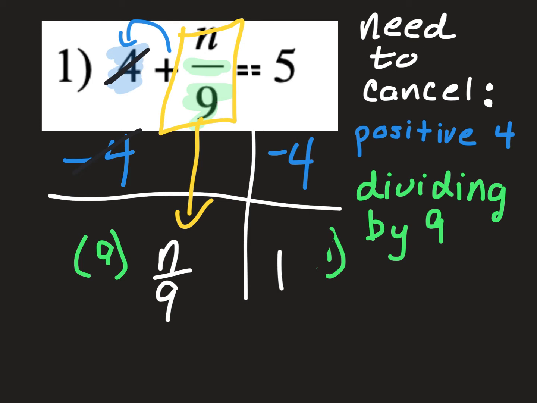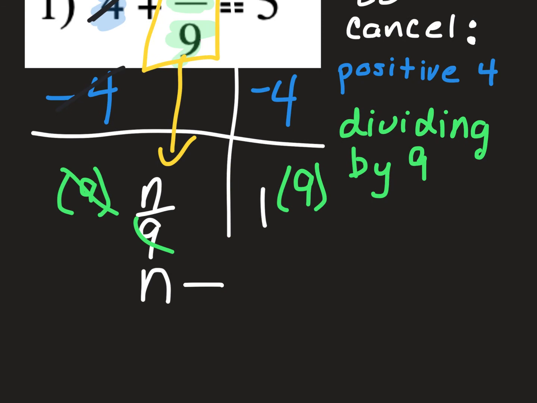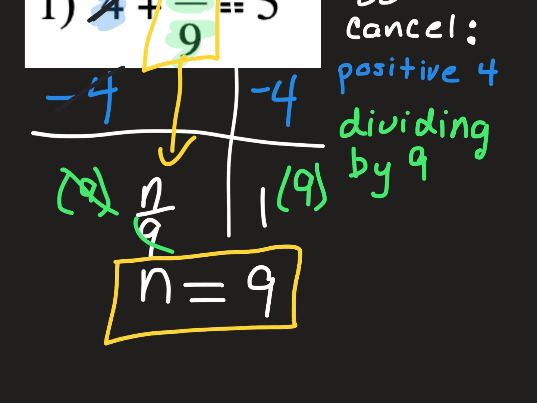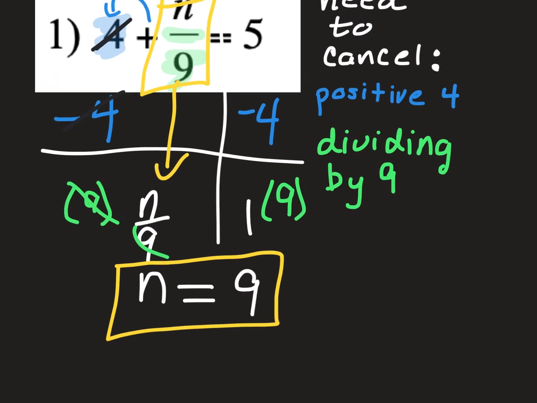So on the left-hand side, multiplying by 9 is going to cancel out, so that then you just have the variable by itself like you need it to be. And then 1 times 9 on the right-hand side is going to give you 9. So your solution for number 1 is n is equal to 9. But just type the number in for the solution. Don't worry about the variable.